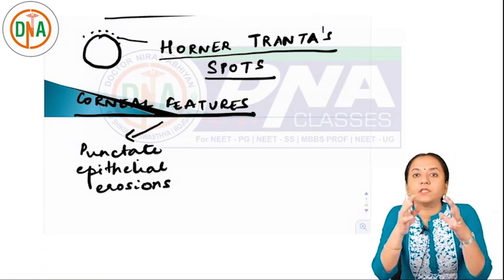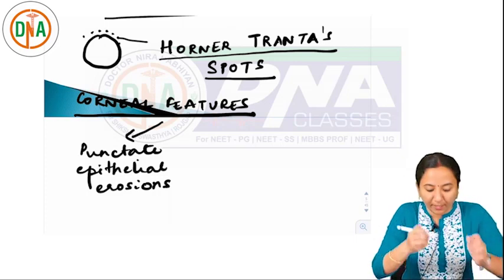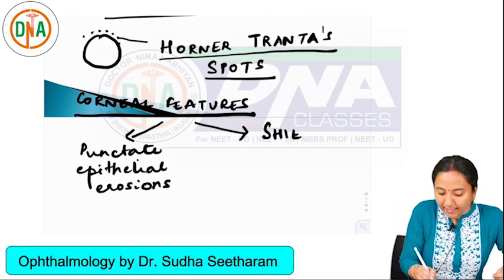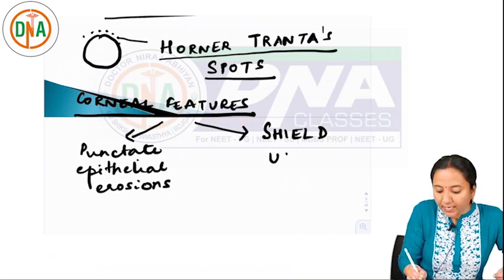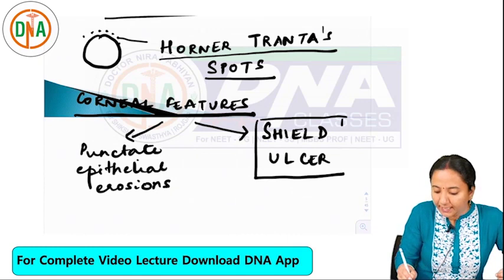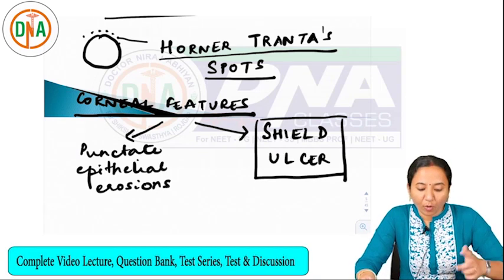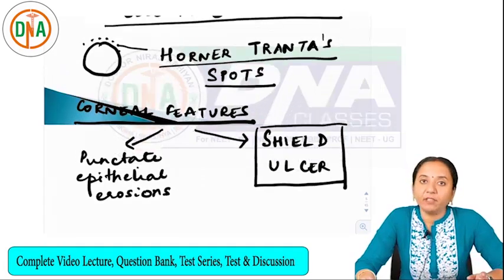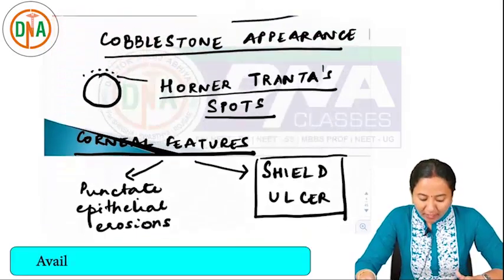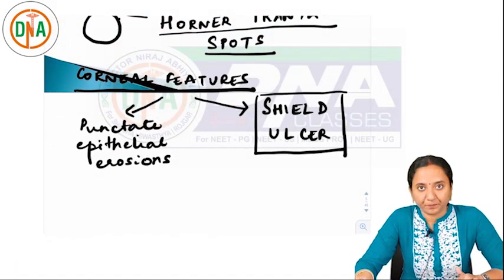When these small punctate epithelial erosions ultimately become larger and join together, they result in the formation of an ulcer, and this ulcer is called a shield ulcer. Again important for MCQ, shield ulcer is the typical ulcer seen in VKC. So if I go over it once more, the conjunctival features are cobblestone appearance and Horner-Trantas spots. The corneal features are punctate epithelial erosions and shield ulcer.